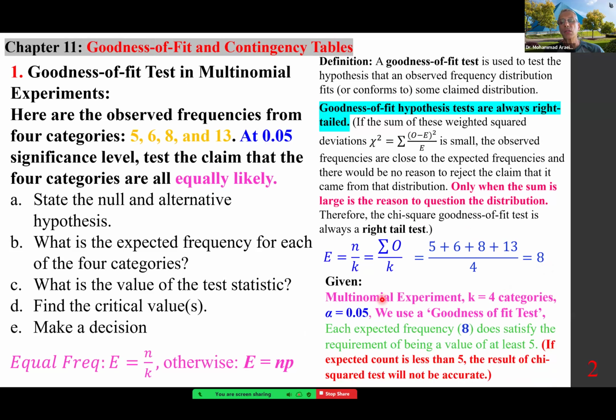Given it's a multinomial experiment where k is 4 categories, alpha is 0.05, we use a goodness of fit test. Each expected frequency, which is 8, does satisfy the requirement of being a value of at least 5. This value must be at least 5, because if the expected count is less than 5, the result of the chi-square test will not be accurate.